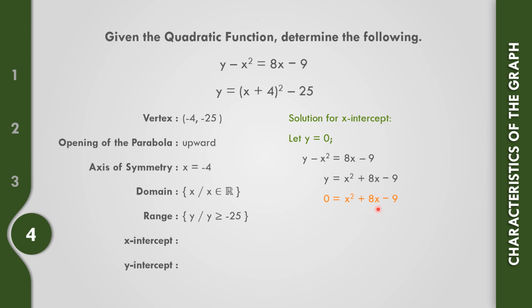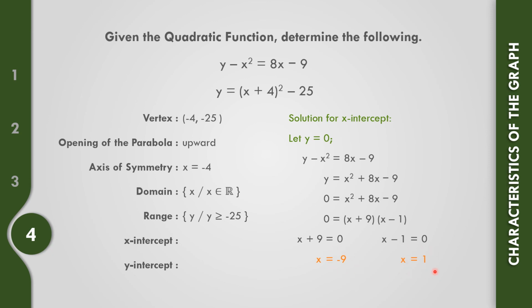So that is 9 times negative 1. If we check, 9 times negative 1 is negative 9, and 9 minus 1 is equal to 8. So the factors are x plus 9 and x minus 1. Let us solve now for the values of x. x plus 9 equals 0, so x is negative 9. Second, x minus 1 equals 0, so x is equal to positive 1. So we have the two values of x now: negative 9 and positive 1.